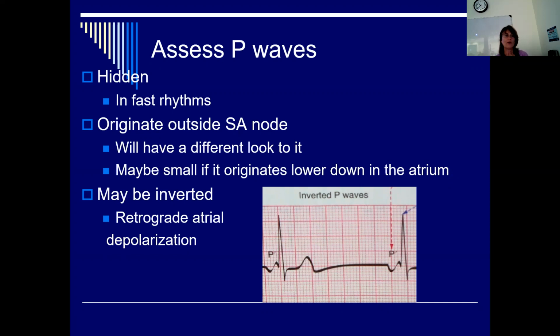Sometimes we don't see a P wave because the heart rate is so fast that it's hidden behind the T wave. So we don't always see a P wave with fast rhythms. And sometimes there's just no P waves.